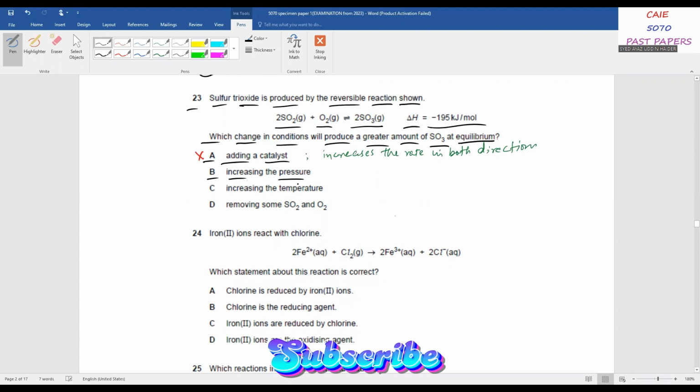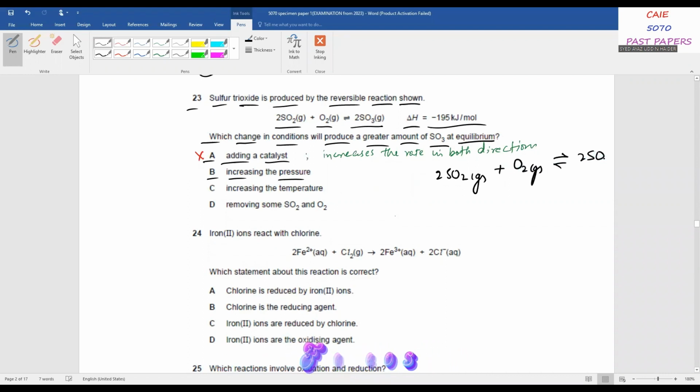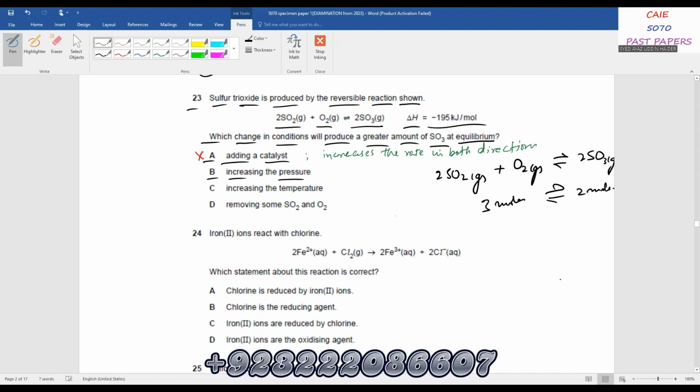B, increasing the pressure. What will happen if you increase the pressure? Let's look at the number of moles of gases on both sides. I'm writing the equation here. 2SO2 gas plus O2 gas gives 2SO3 gas. So count the number of gas moles. We have 3 moles on the left. If you increase the pressure, equilibrium will shift to the side which has fewer moles. So this is the right statement. So the answer should be B, but we will check the other choices also.